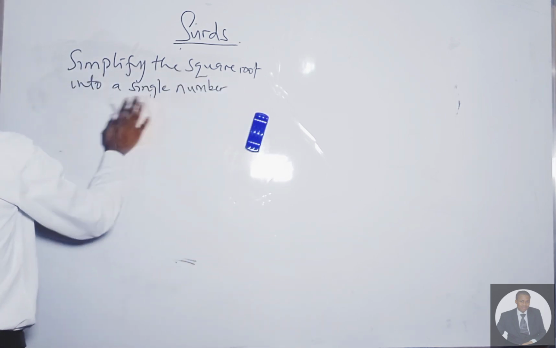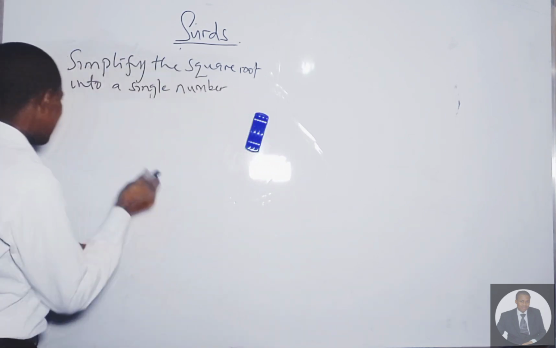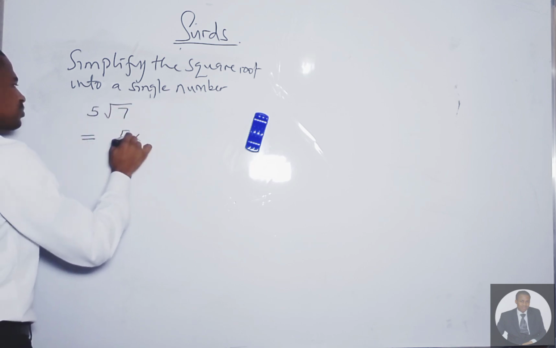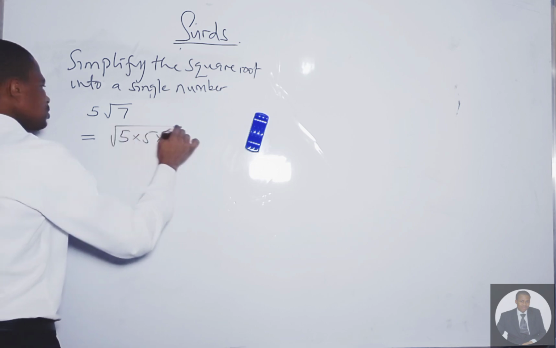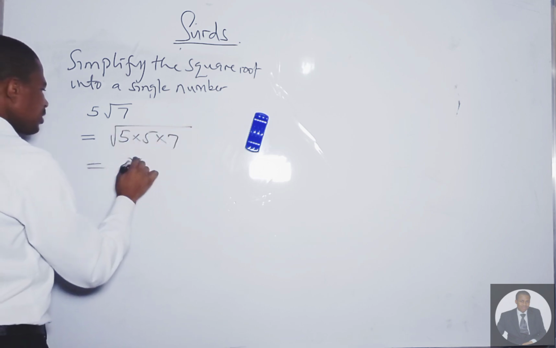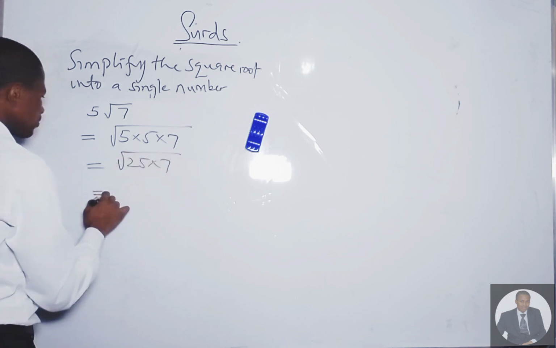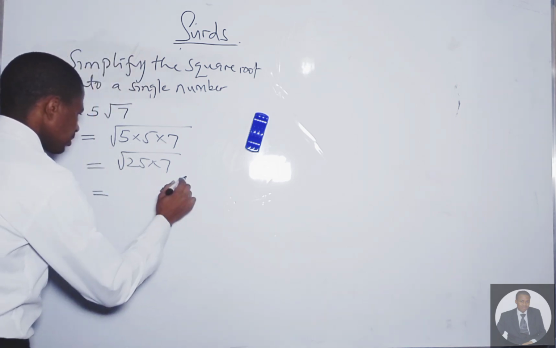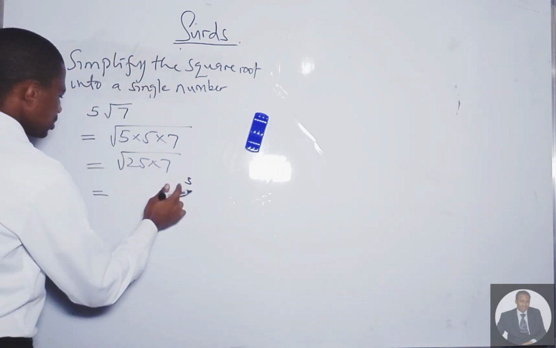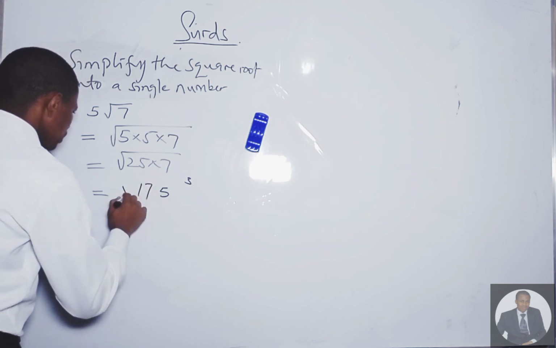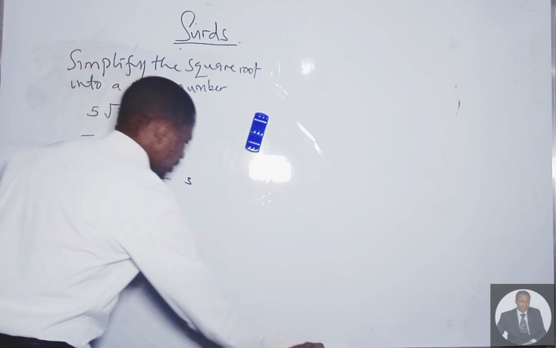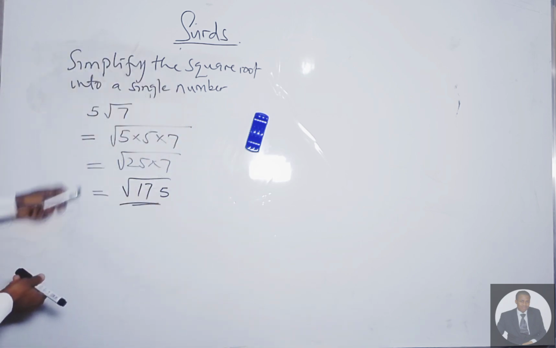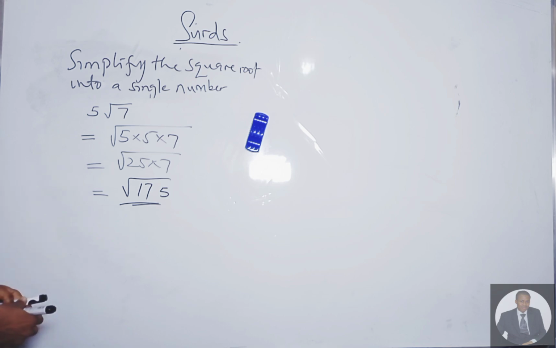Yet another question. 5 root 7 to a single number. That will be 5 times 5 times 7, then the square root. 5 times 5 is 25 times 7. What does this give us? 25 times 7 is 175. So root 175 is the same thing as 5 root 7.